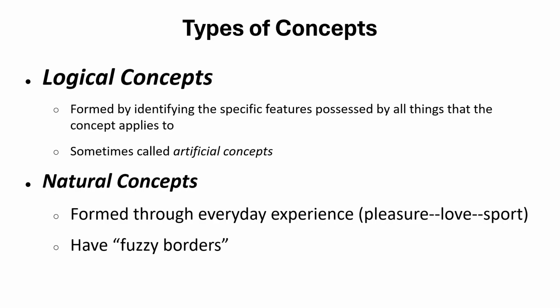And the logical concepts basically are constructed. For example, for that problem in the book, you may be needing to define what things are a member of the group. Oh, it might be all little blue stars. Those would be having specific features possessed by all things in that particular concept. Natural concepts, on the other hand, are what you would call fuzzy or having fuzzy borders. And those would be things like the concept of pleasure, concept of love, what is a sport. These are things that might have different definitions or different meanings to different people. So that makes them have what we call fuzzy borders.